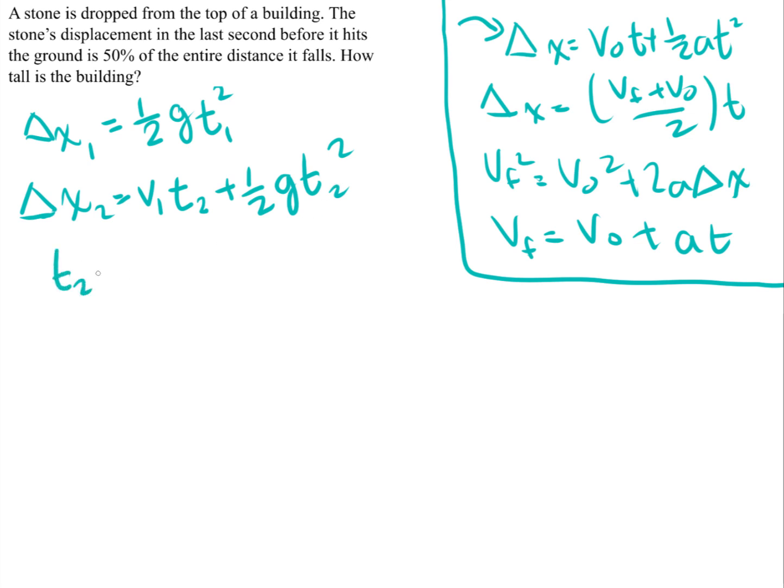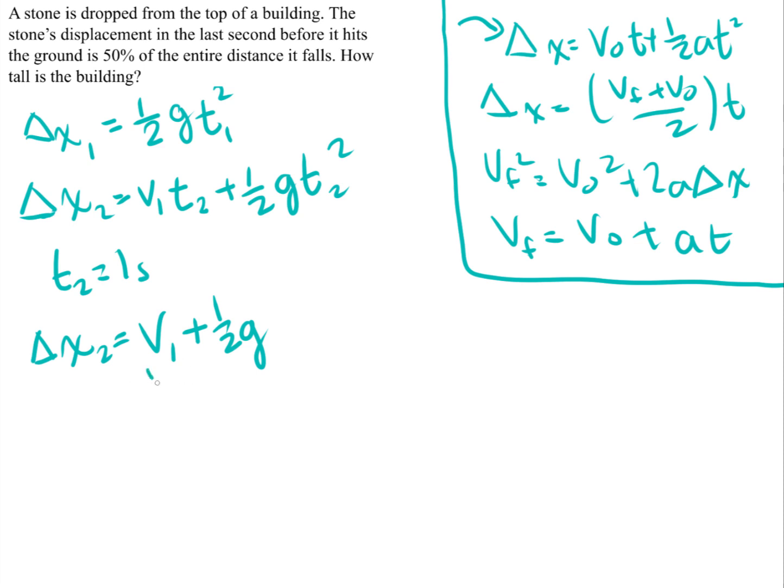Note that t2 is going to be equal to 1 second, because the stone's displacement in the last second before it hits is 50% of the entire distance it falls. So we've set delta x2 to be this last 50%, and the time it takes is 1 second. So we can simplify this to delta x2 being simply equal to the velocity after it falls the first 50%, v1, plus 1/2 g.